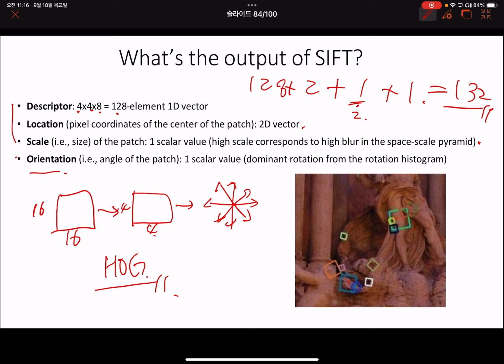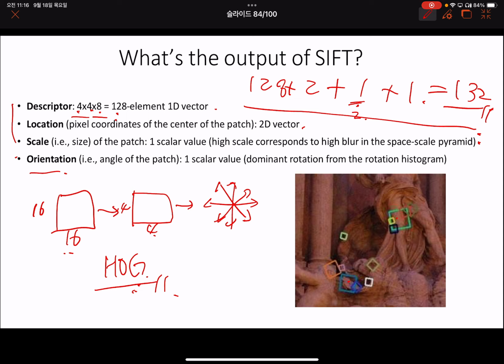You can change all the things. But you need to understand what we get from SIFT. So this is a descriptor. Descriptor means information of the local patch, and location means the position of that specific point, and scale means which scale makes the local patch most distinctive compared to other local patches. And orientation means dominant rotation from the rotation histogram, because we have the histogram of gradient, we can get a dominant rotation. So that makes the final output of SIFT. We have this 132-dimensional vector from a 16 by 16 local patch.